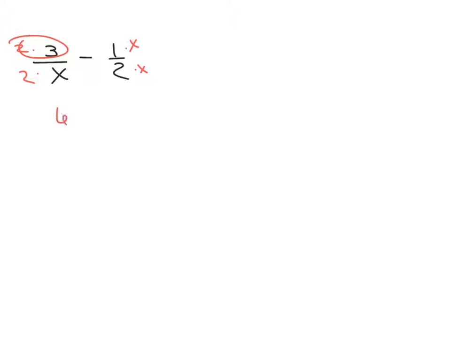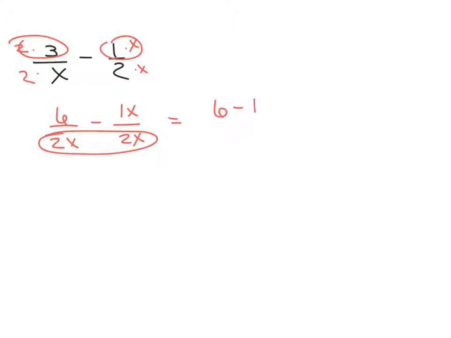Multiply those. Multiply those. Now, if the denominators are the same, I can put them together. Okay? And that ends up being my answer. I can't reduce that any further. So that was example 4.